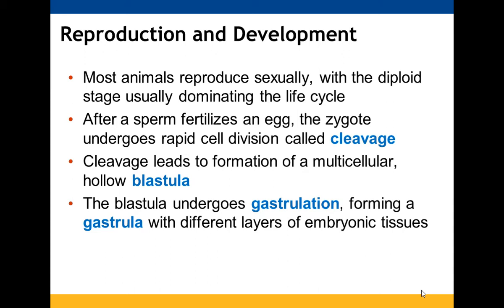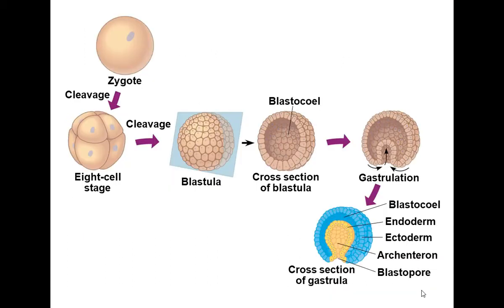They reproduce for the most part sexually, with the diploid stage being the prominent stage throughout the life cycle. Once an egg has been fertilized, the zygote will go through several stages of cell division known as cleavage, and that's how we get the multicellular blastula. The blastula then undergoes gastrulation, which forms the different layers of the embryonic tissues, the ectoderm and the endoderm. We also see how the blastopore gets formed, and the archenteron.